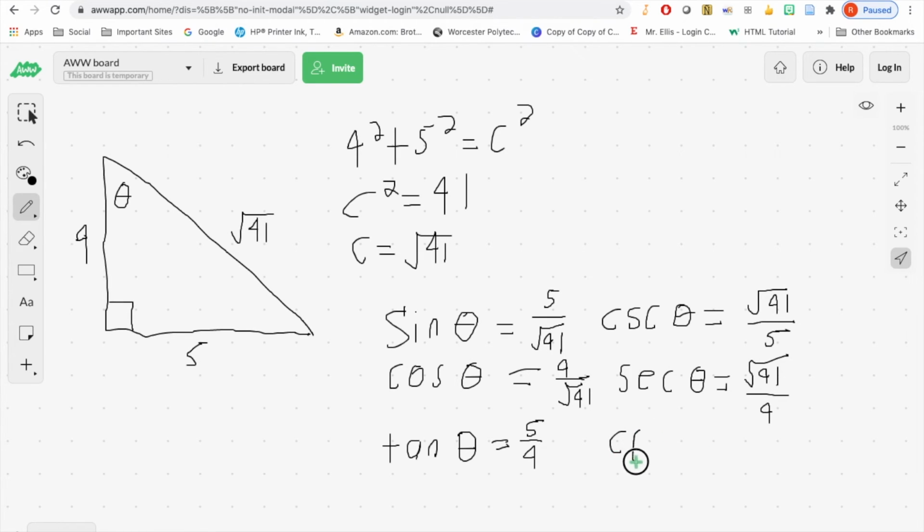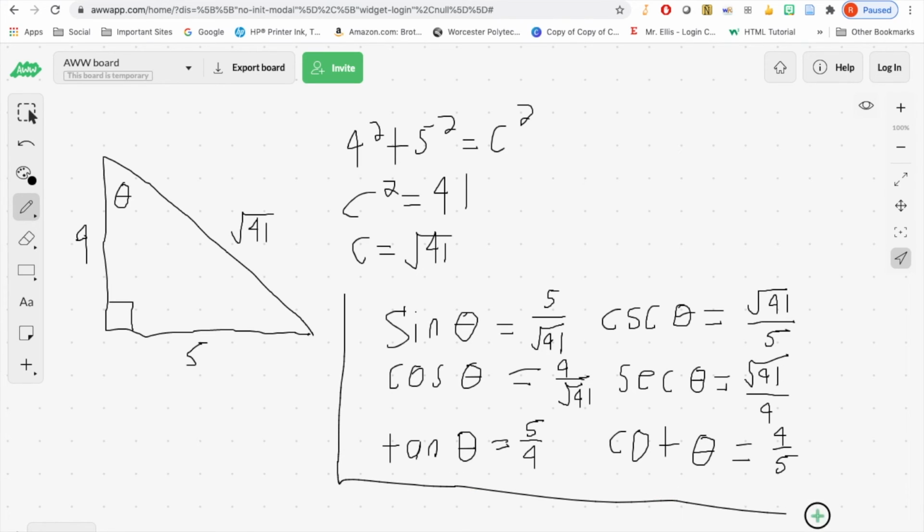Now the inverse, so I started writing it here, is cotangent. For tangent, hopefully you knew that. If not, here's your little table summarizing each of these, complete with an example. It's the reciprocal function, so it's going to be 4 over 5. Obviously, we can express those as decimals, but yes, there is your triangle, and here are your boxed solutions for the trig functions.